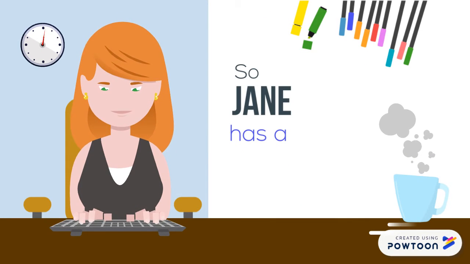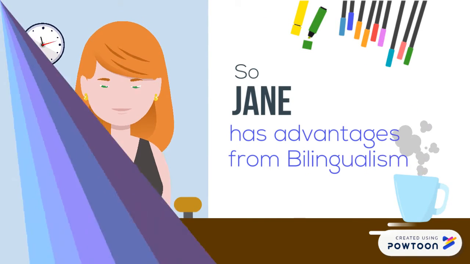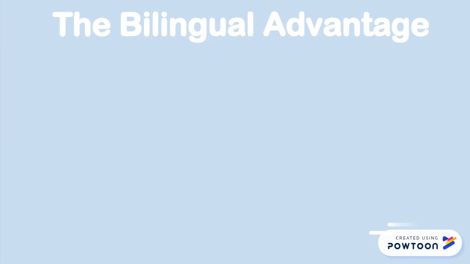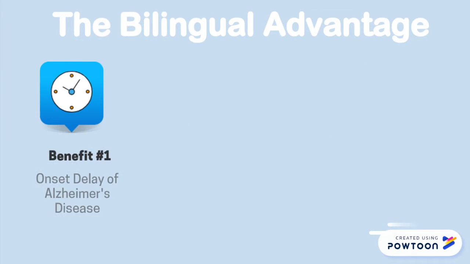So Jane has a few advantages from being bilingual. This is known as the bilingual advantage. The first benefit from bilingualism is an onset delay of Alzheimer's disease, which could be due to a cognitive reserve, which is the preservation of cognitive skills despite some neural damage, as shown in Luhmann's study.